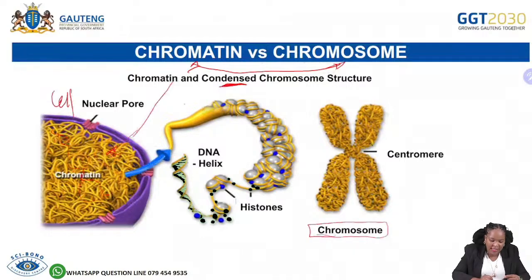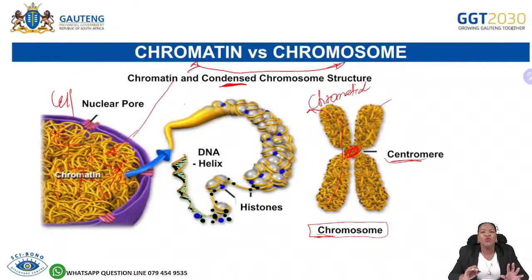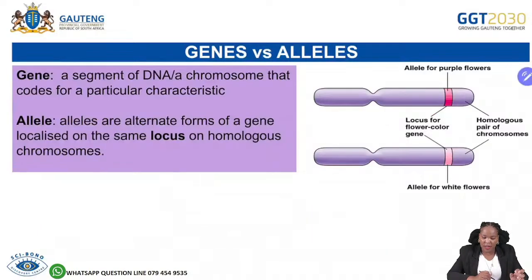So when this network here, these noodles in this bowl, untangle or condense, they form a chromosome. And we know now a chromosome consists of one chromatid and another chromatid that are joined together by a centromere. So now you know the differences between a chromatin network and a chromosome. Now let us move to the next concept.